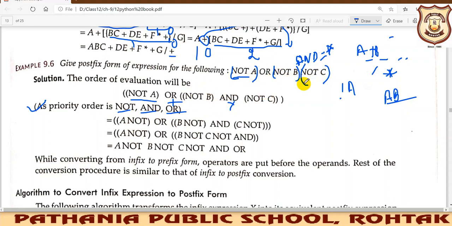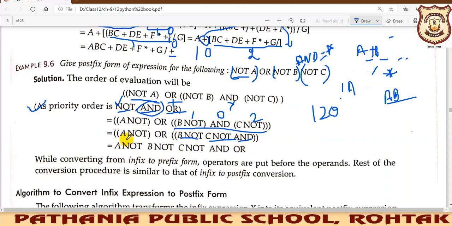Not a, not b, not c. So you know first priority is to be given to not. So firstly we'll solve these brackets only. So not a will give you a not, the operator has to be written at the back. So not a will give you a not, similarly b not, then similarly c not. Next, you know and has got more precedence, so we'll solve this first. This is your operand 1, this is your operator, and this is your second operand. So what rule says? First operand, second operand, and then operator. So you see b not, c not, and.